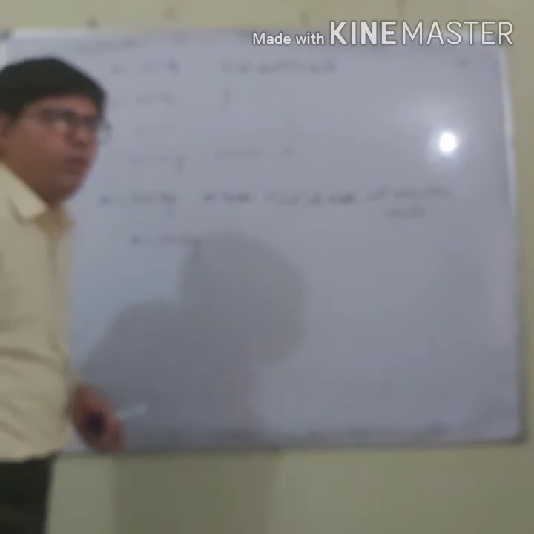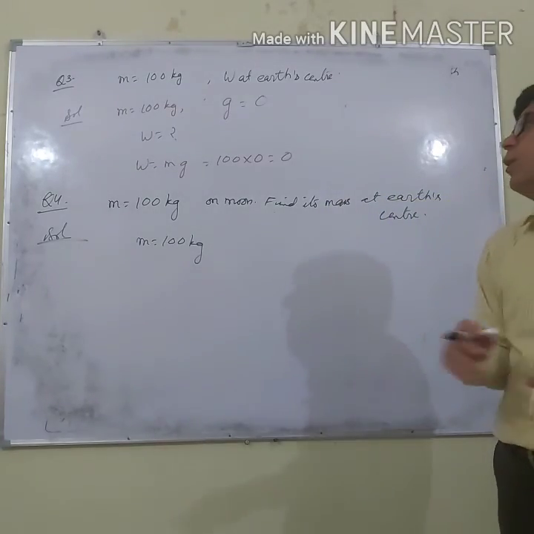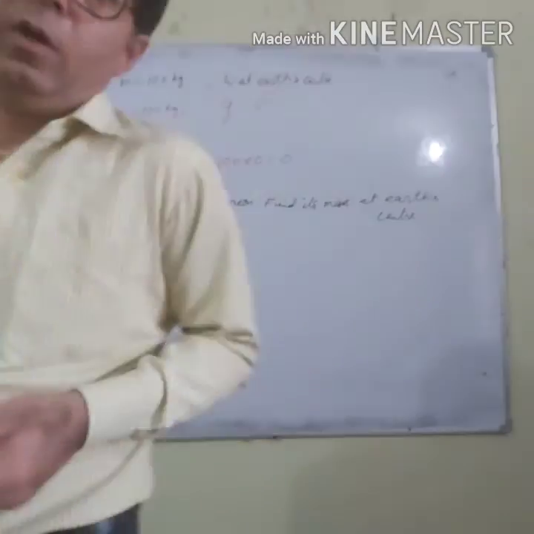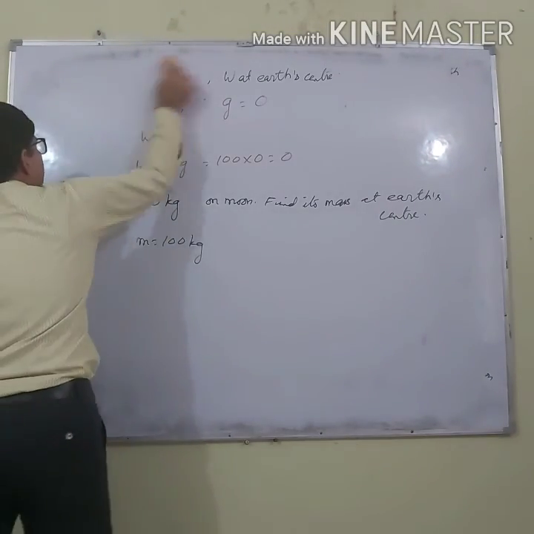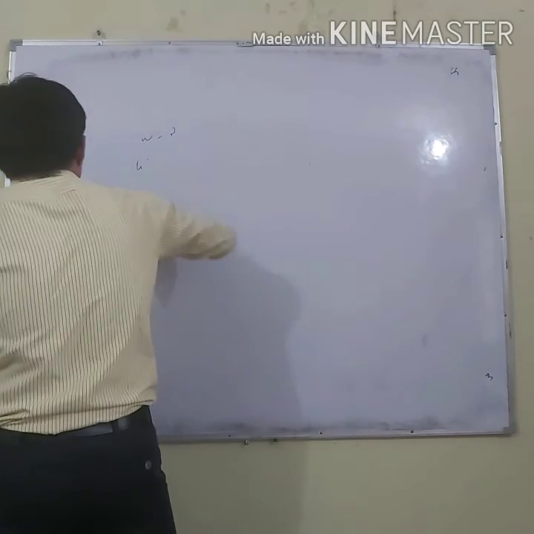Whether at the center of Earth, on the moon, or on any star, the mass will remain 100 kilogram. Okay, let me tell you now a typical sum, with some level of difficulty. Let's move to question number 5.